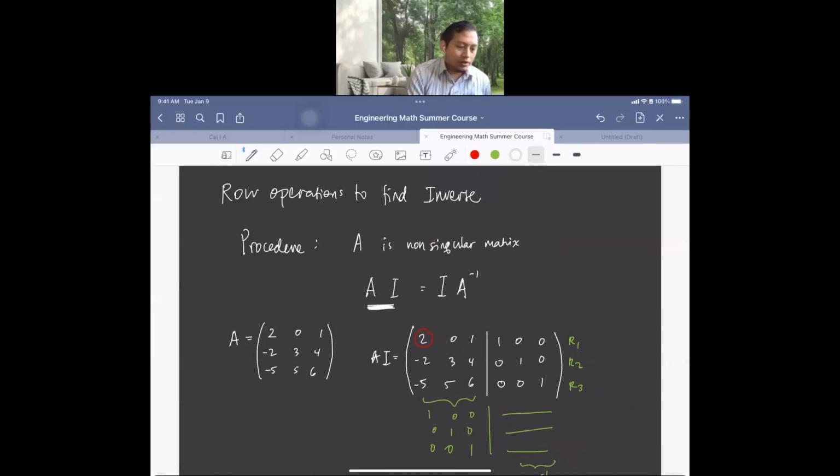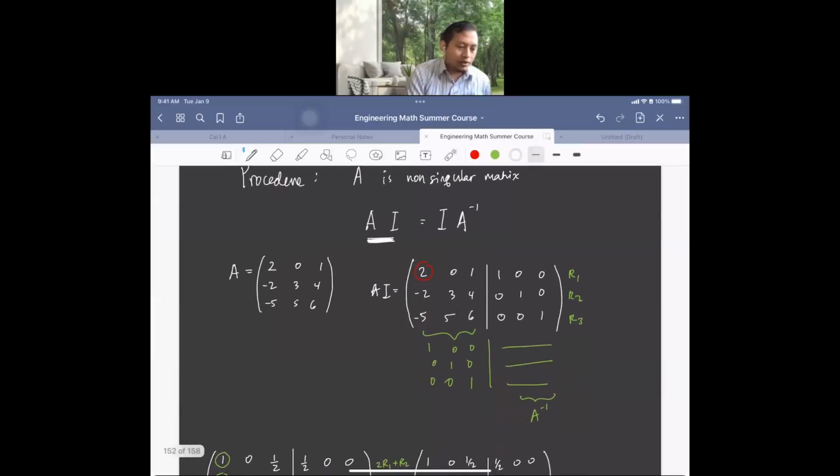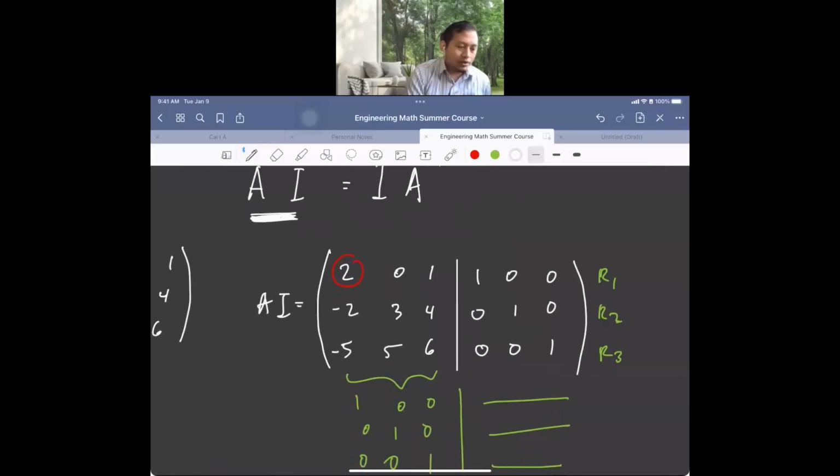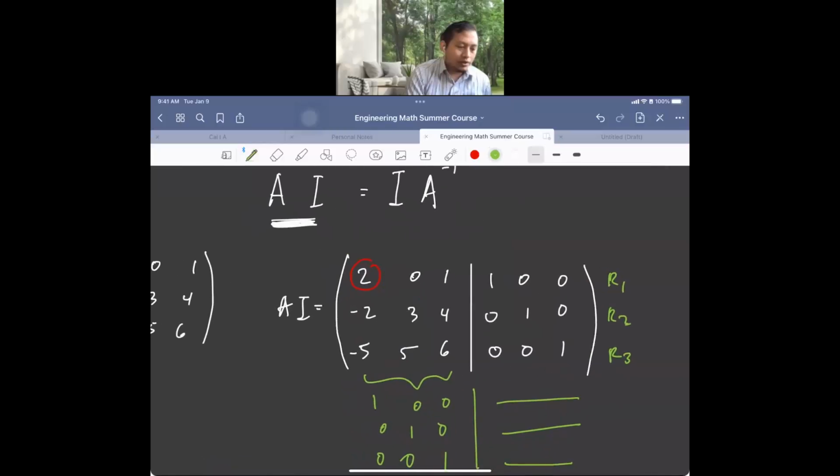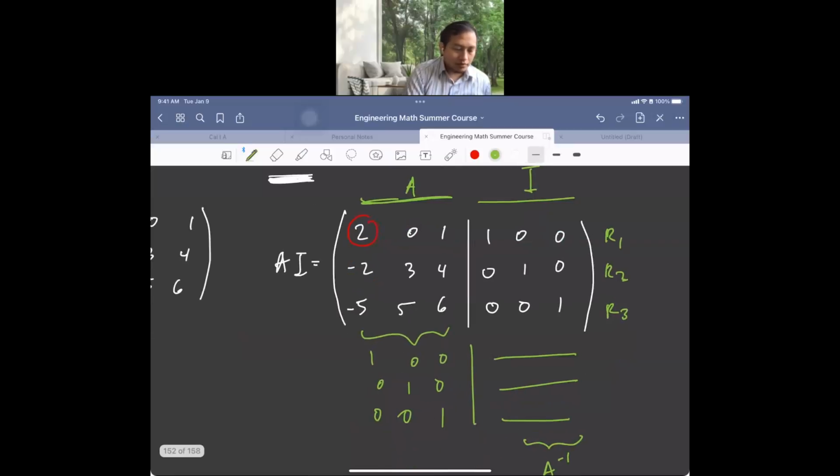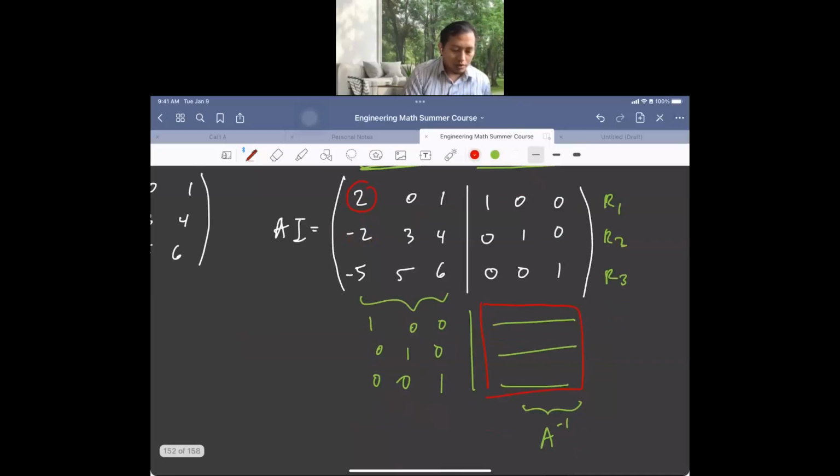Okay, and then row operations. We can also use row operations to find the inverse. So we have matrix A. On the left side here, this is the matrix. On the right side, this is the identity. The goal is we want to make the left side, the A, become the identity. And then whatever happens on the right side here will become the inverse. So we can use the row operations: we can subtract, we can add, we can multiply with scalars.